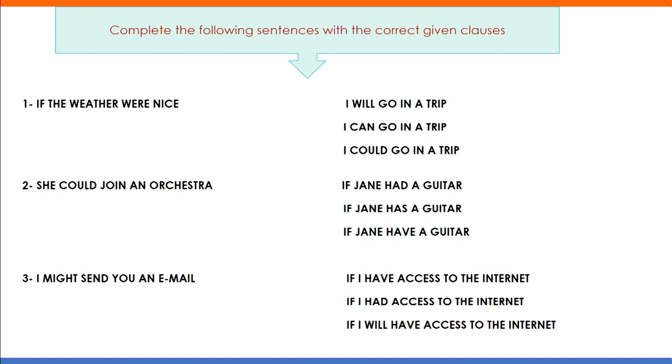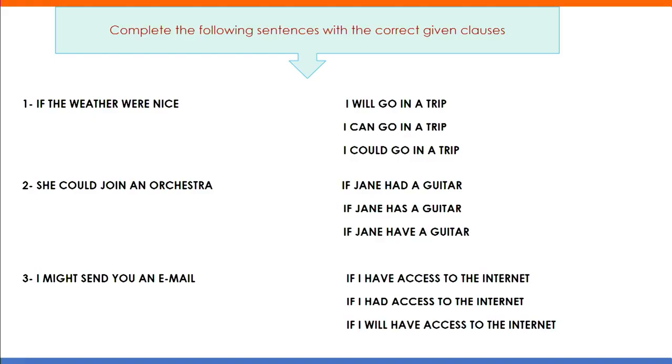Here you have to complete the sentence using the correct clause. We have: if the weather were nice, I will go on a trip, I can go on a trip, or I could go on a trip. Second sentence: she could join an orchestra if Jane had a guitar, if Jane has a guitar, or if Jane have a guitar. The last sentence: I might send you an email if I have access to the internet, if I had access to the internet, or if I will have access to the internet.